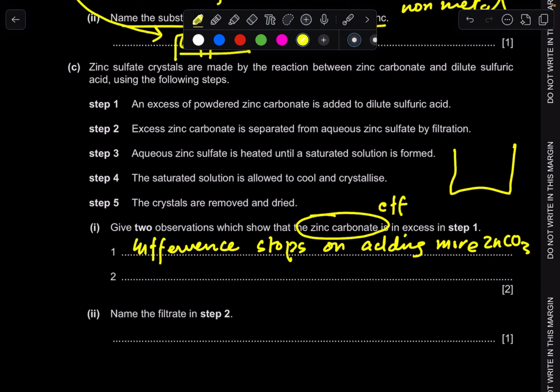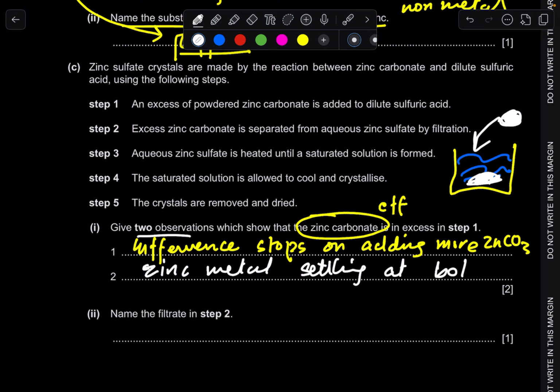You have this container, you have your acid in your container, and when you're adding your zinc carbonate to this container, you should see effervescence. But since it's in excess, what's going to happen there? It's going to settle at the bottom, and even if you continue adding more, there's not going to be any effervescence. So you get it? The first point is that you don't see any effervescence, and the second point, it's going to be in excess, so it's going to be settling at the bottom. So you can write that zinc carbonate is settling at the bottom. That means that it's just there and it's not reacting or doing anything.